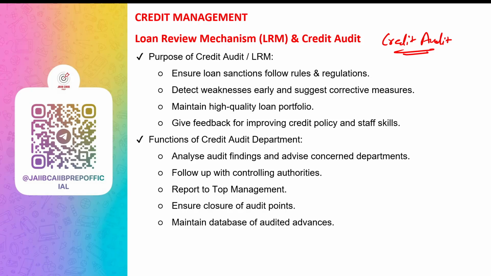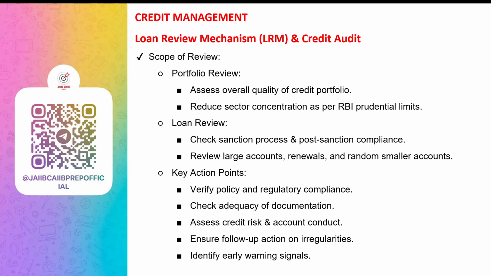Now, what are the functions of credit audit department? To analyze audit findings and inform relevant departments, to follow up with controlling authorities, to update top management on issues, to close reports after corrective action is taken, and to maintain record of all audited loans. Now, scope of review. So, key activities include portfolio review, loan review, and there are some action points.